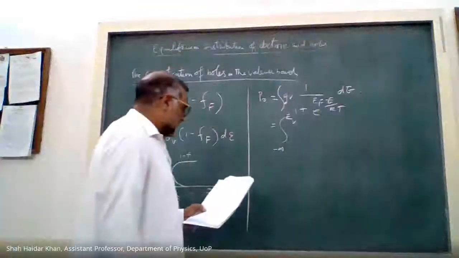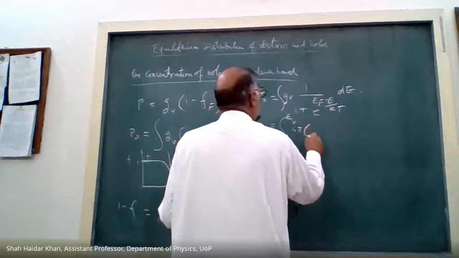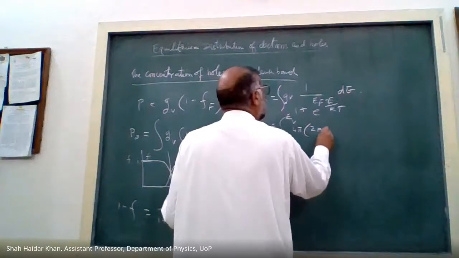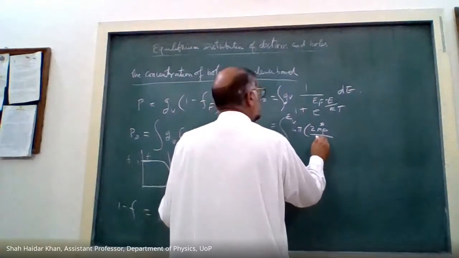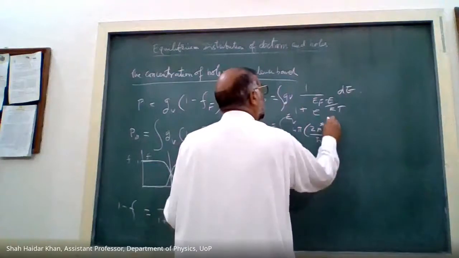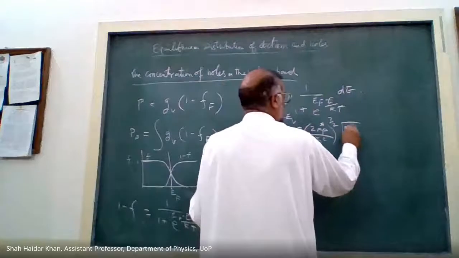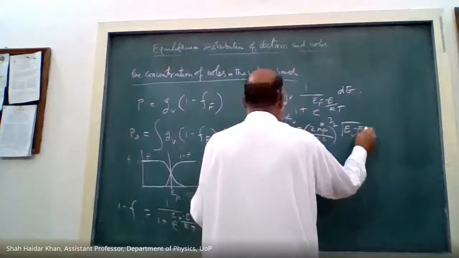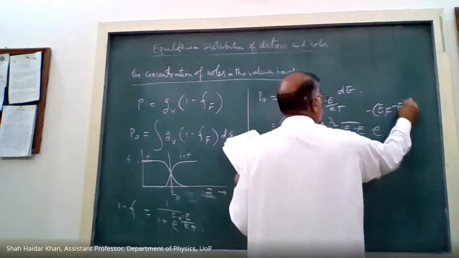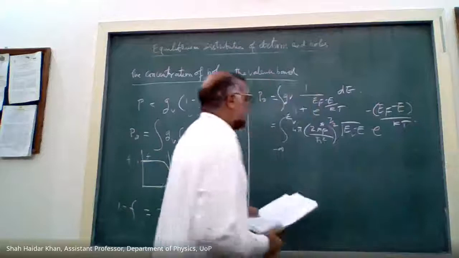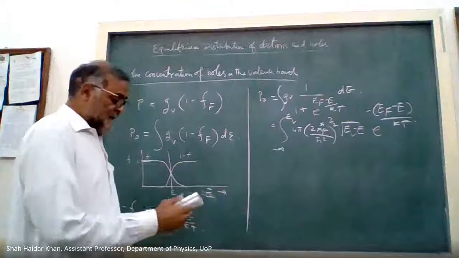So it will be 4 pi, and 2 mp star divided by h squared to the power 3 by 2, and it was EV minus E, and e to the power minus EF minus E. It is the same thing as we did before. It's the same treatment, right?